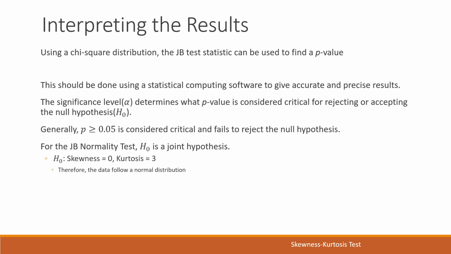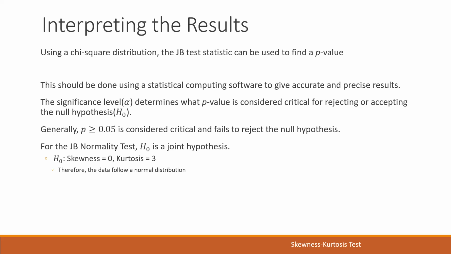So how do we interpret the results? Well, we use a chi-square distribution to convert the JB test statistic into a p-value. You should use statistical computing software to give an accurate, precise result. Otherwise, you can use a chi-square table with 2 degrees of freedom to determine whether or not you're passing or failing. It won't tell you how well you're passing or failing, just whether or not you are. So the significance level alpha, again, determines what p-value is considered critical for rejecting or accepting. Generally, it is 0.05. That's pretty much the standard. Different industries might do different things, but that's what's considered standard.